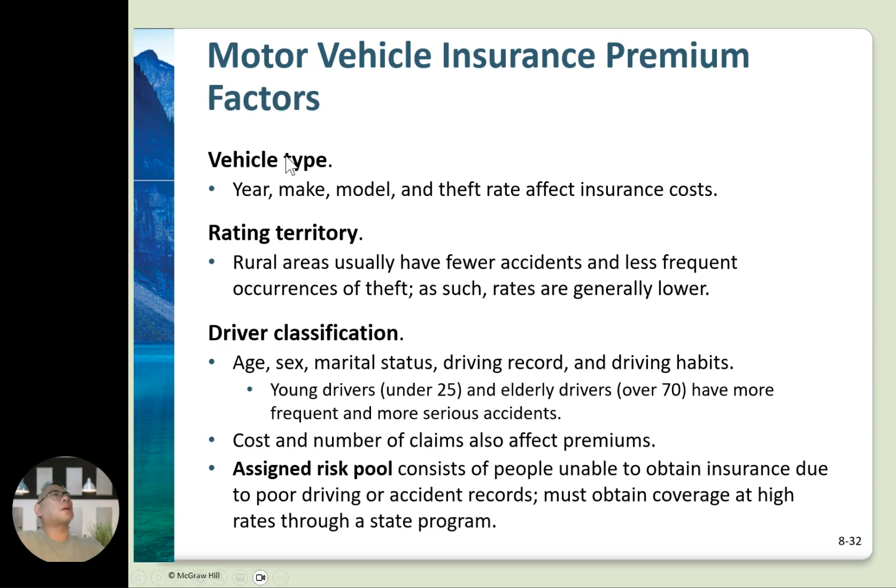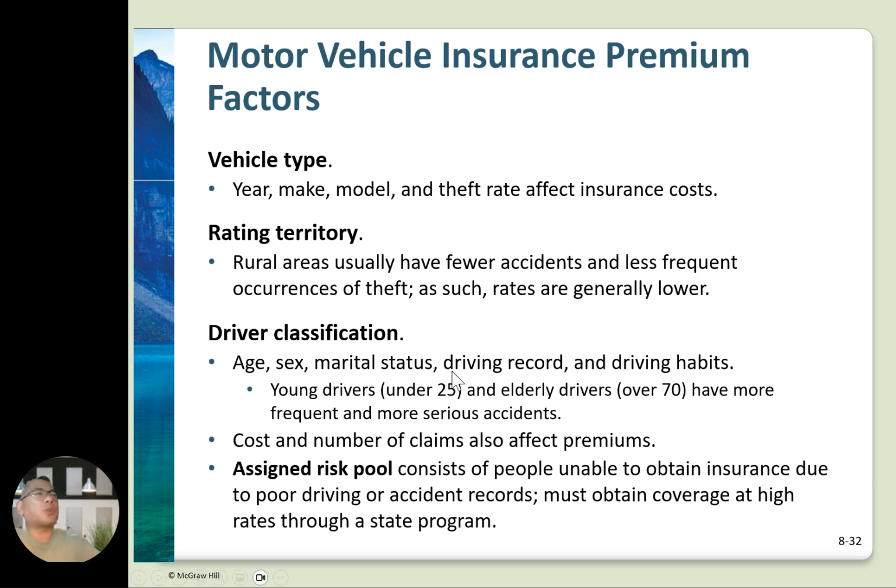So, vehicle type. The type of vehicle can also affect the insurance premium. The year, make, model, and type affect insurance. For example, if you drive a Ferrari, it's going to cost more. If you drive a Lamborghini, it's going to cost more. Or rating territories: rural areas have fewer accidents, and theft is less frequent and really lower. If you live in the country, like maybe North Bay or Thunder Bay, it's going to be cheaper.